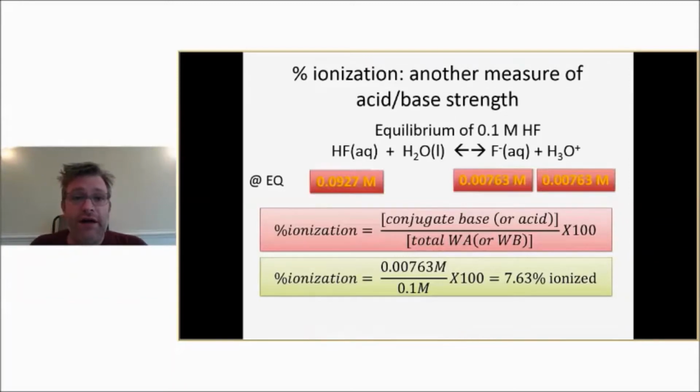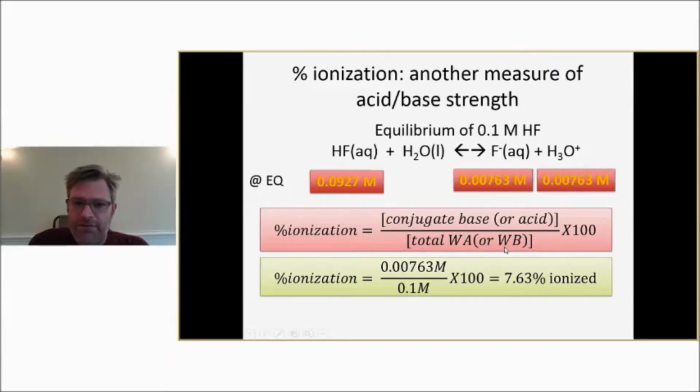So let's talk about another measure of acid-base strength, which is percent ionization. Here I've done the ICE box already, and we have a 0.1 molar solution of HF. We found that the equilibrium concentrations are 0.0927 molar HF and this much of both F- and H3O+. In order to calculate percent ionization, we must take the conjugate F- over the total, okay?